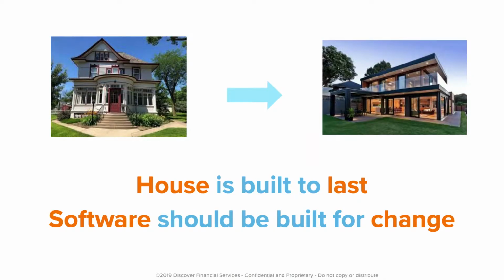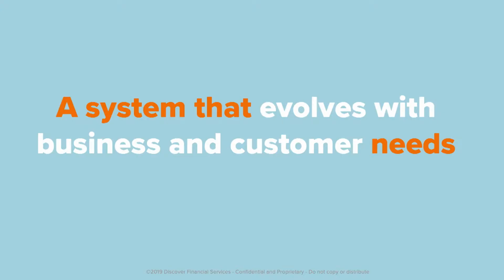Then I realized the house analogy is actually a terrible analogy for software engineering, because houses are built to last. The architecture, the foundation, the plumbing, everything that you build is really not supposed to change as much. Whereas in software engineering, you're supposed to build something that's meant to change, and it's built for agility. So that's what we set as a vision for our card acquisition modernization: that we want to build a system that can evolve and change with the business and with the customer.